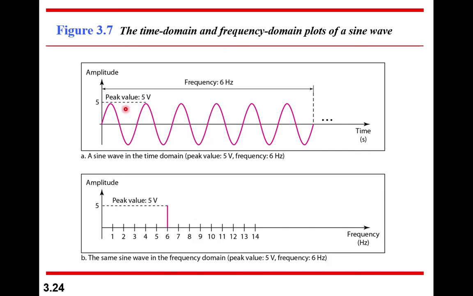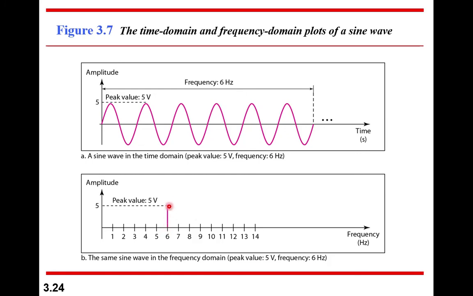If this sine wave is represented in the time domain, it will be represented like this. But if it is represented in the frequency domain, what is its frequency? In 1 second it completes 6 cycles, so its frequency is 6 hertz. In the frequency domain, it can be represented by just one line.